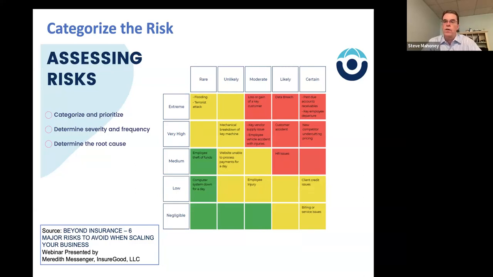So this is just a way for you to help sort out, I've got 20 risks, what do I do about them? This helps you prioritize those 4 or 5 things that you want to think about. What are the root causes of the risk? And is there anything I can do to help mitigate it? Because there's nothing you can do about something like a terrorist attack. But there is something you can do about something like a customer accident. You can make sure that your facility is safe for customers, as an example.